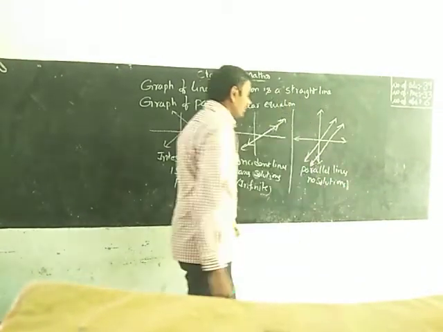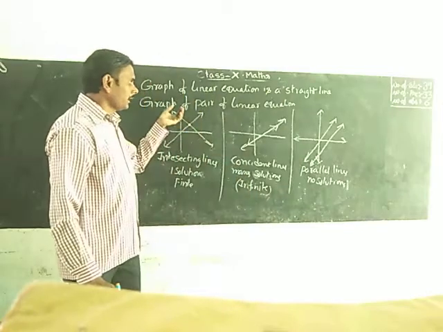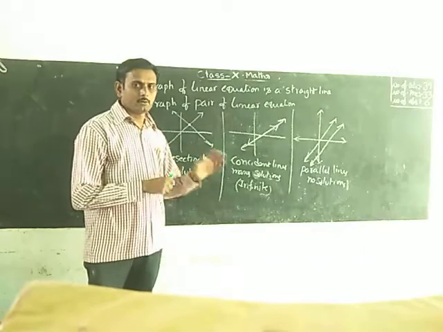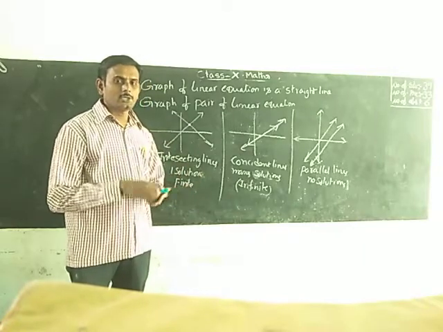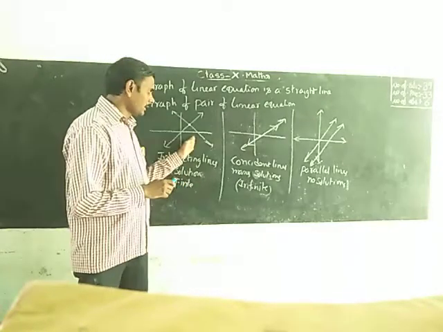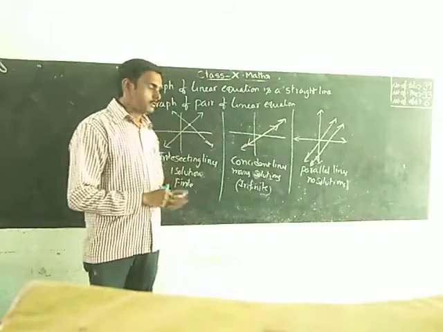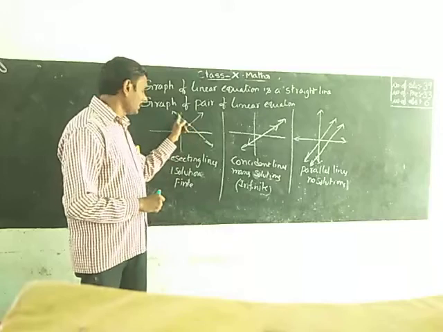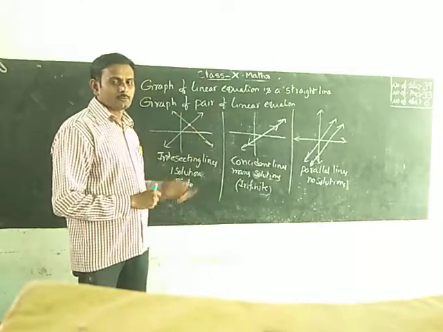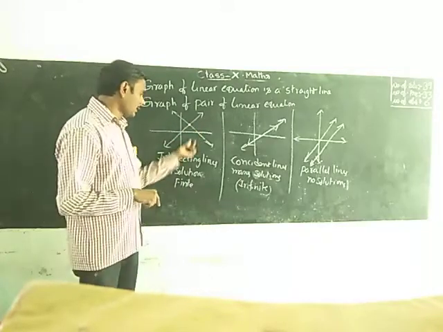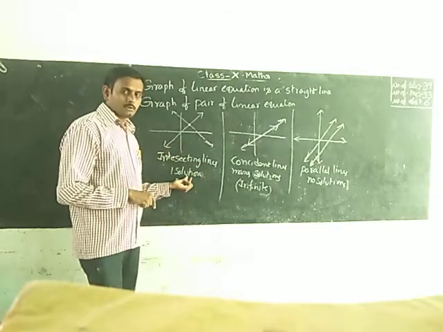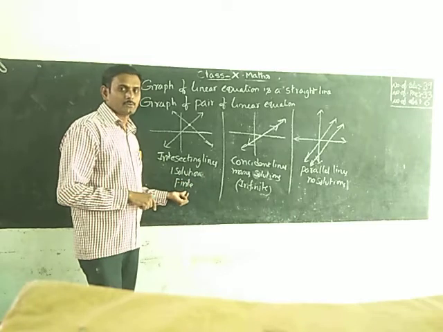Here, by taking a pair of linear equations, we can draw the graph for every one. In those graphs also, three situations are possible: 1, 2, 3. In the first situation, there is only one solution. That means they meet at one point, having one common point. That is called intersecting lines. This has one solution, which is called a finite solution.